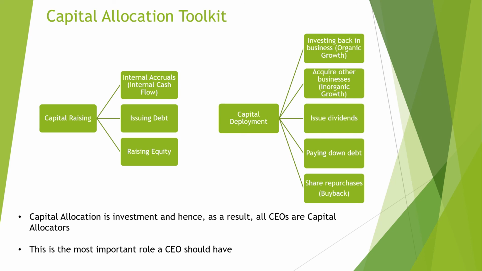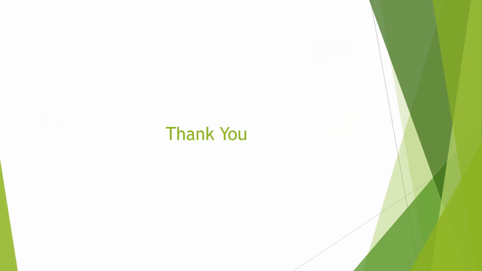So to sum up this presentation, the two key pointers which Warren Buffett and Charlie Munger keenly believe in are that capital allocation is an investment, and as a result, all CEOs are capital allocators. I think we have seen why this statement holds true. Also, one of the important roles a CEO should have is this concept of capital allocation. So, guys, this was all about capital allocation in a nutshell.